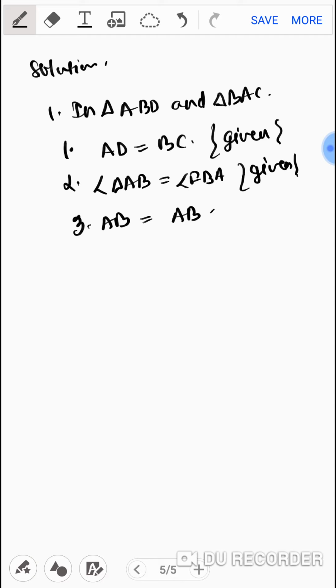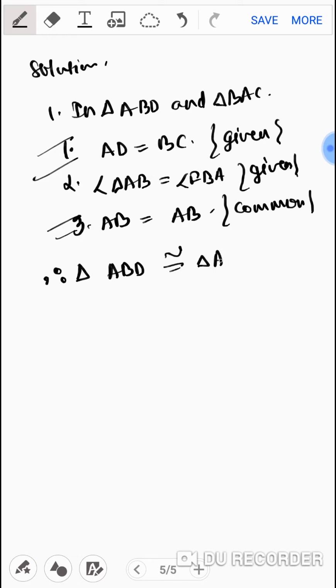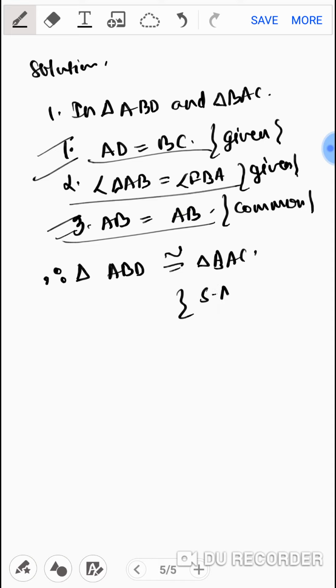So I have taken these two triangles. Two things are already given in the question. Third thing is AB is common. So you have to write the reason: AB is common. Therefore, triangle ABD is congruent to triangle BAC. By which test? You have two sides and the angle in between, so it will be called the side angle side test.